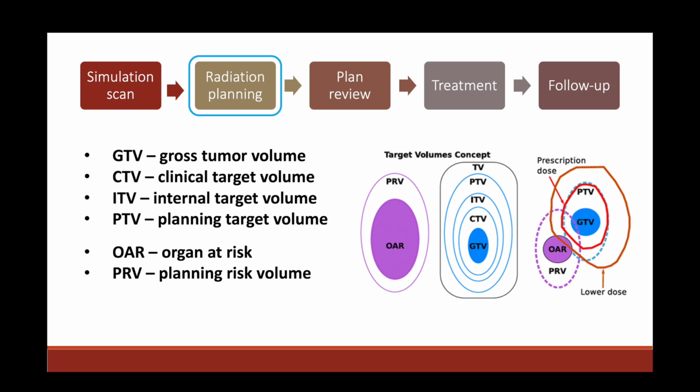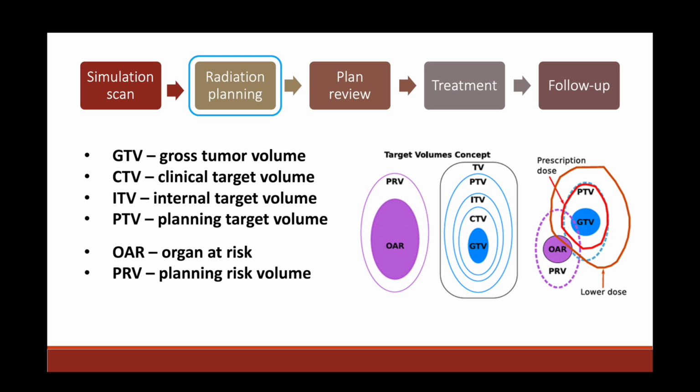Other than the target volumes, we also need to contour the stuff that we want to protect. So those are our organs at risk, or OARs. So say you are treating a lung tumor. The organs at risk are going to be things nearby that we want to protect, like the heart, the esophagus, the spinal cord, the normal lungs, things like that. So those are all of your organs at risk.